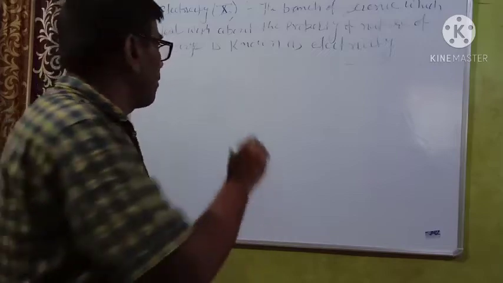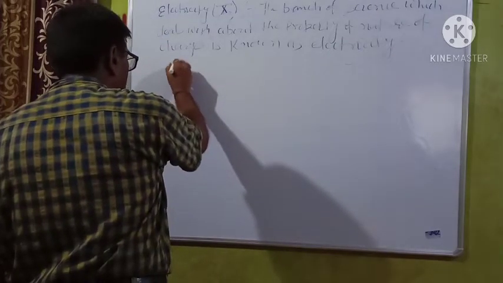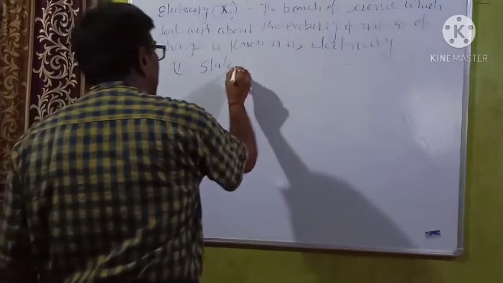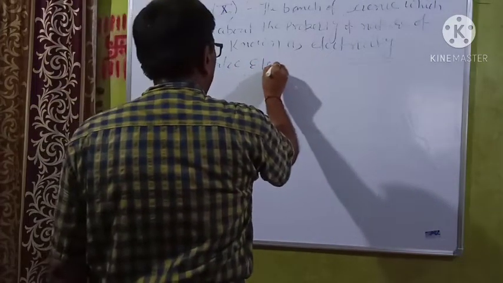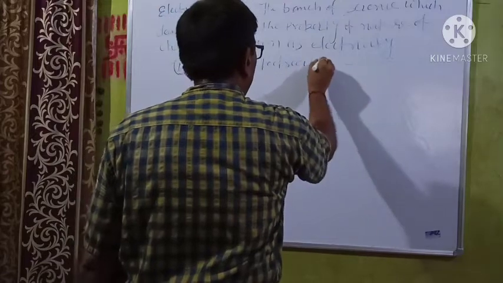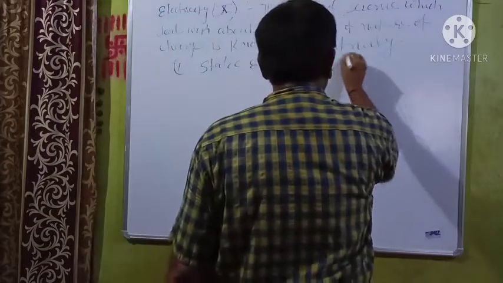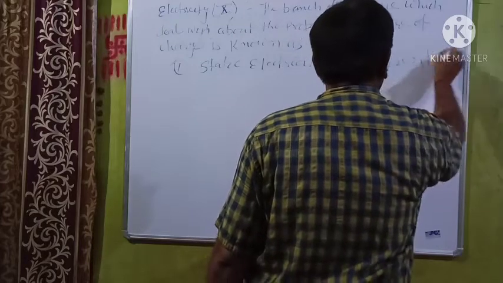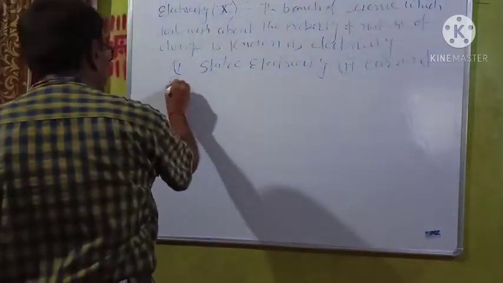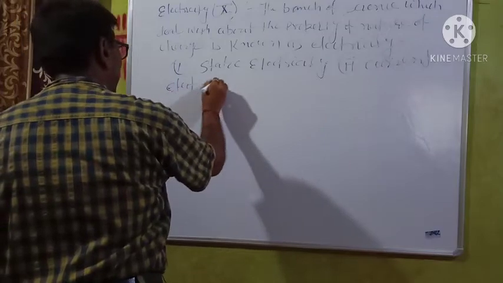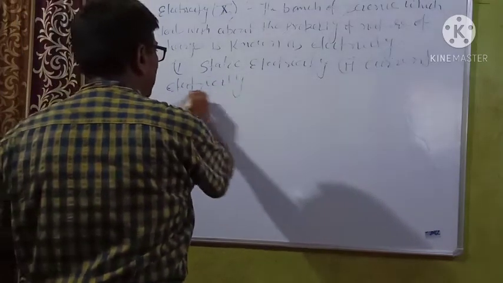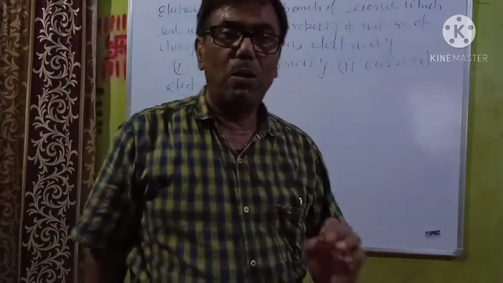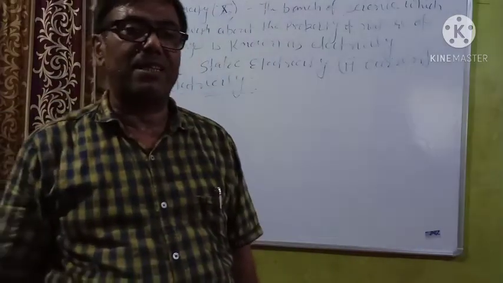There are two types of electricity. First is static electricity, and second is current electricity. Now we shall discuss the definition of static electricity.